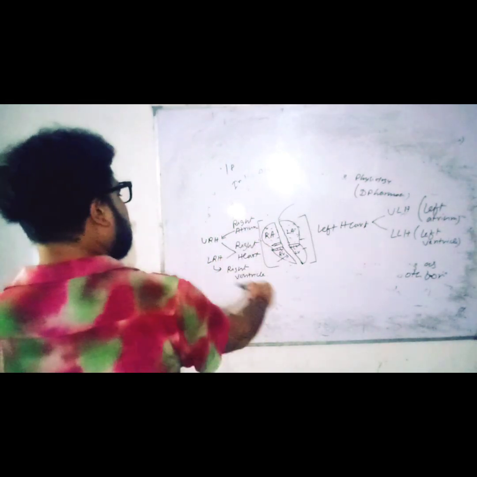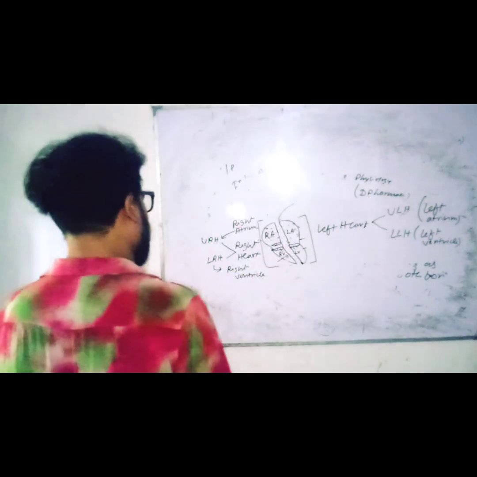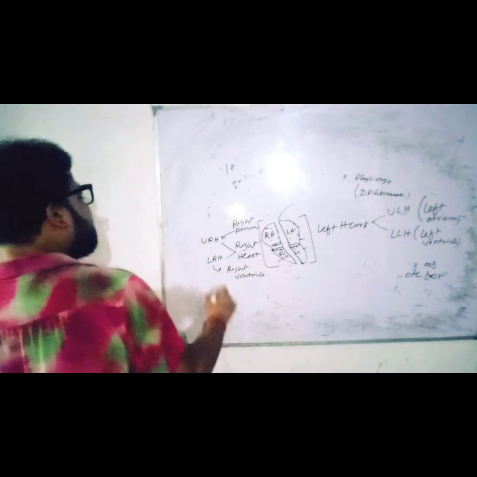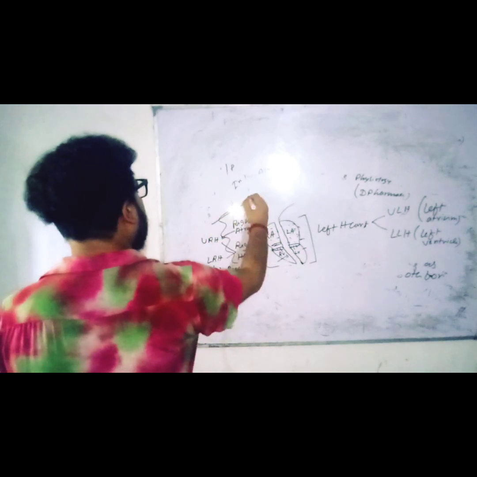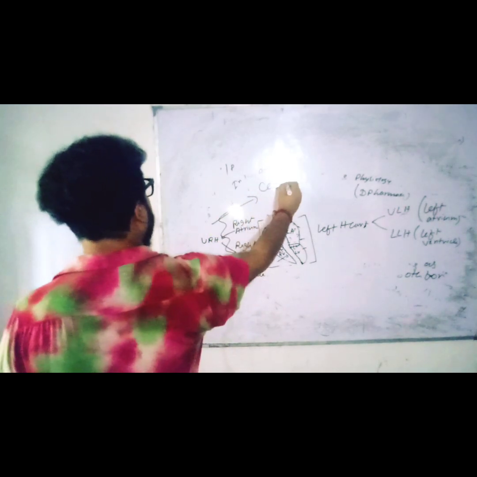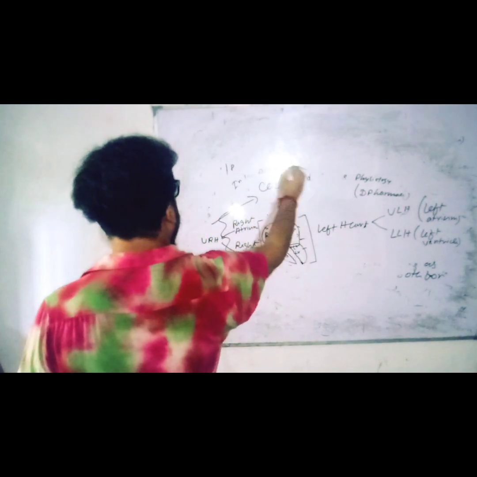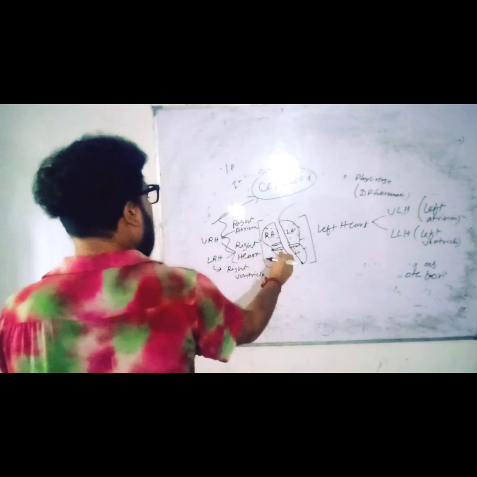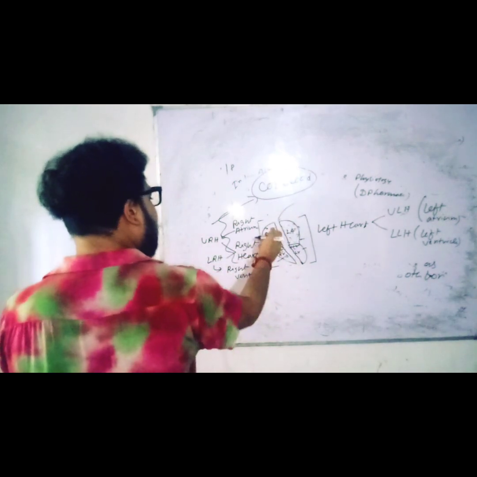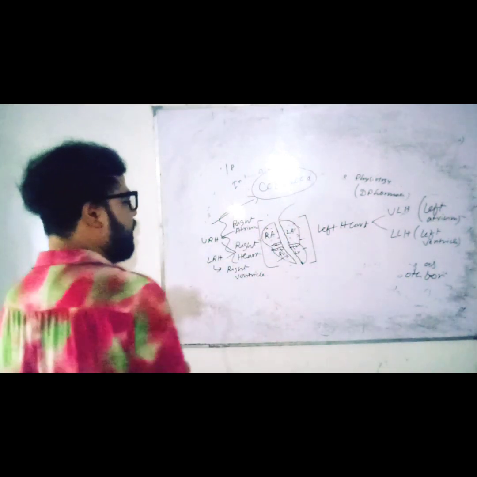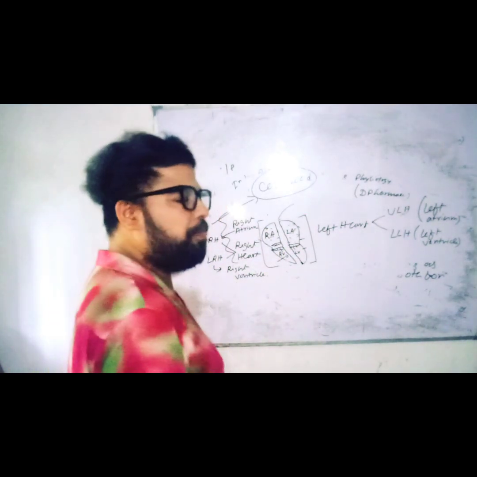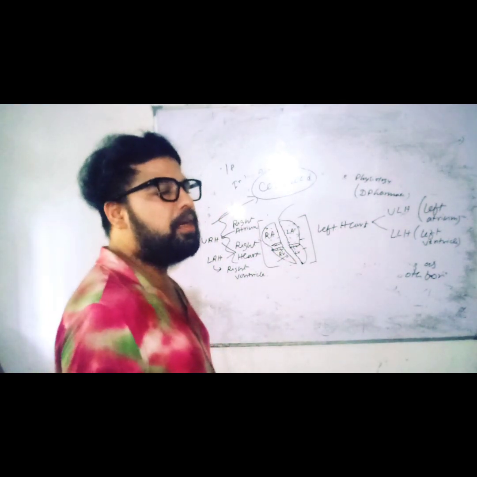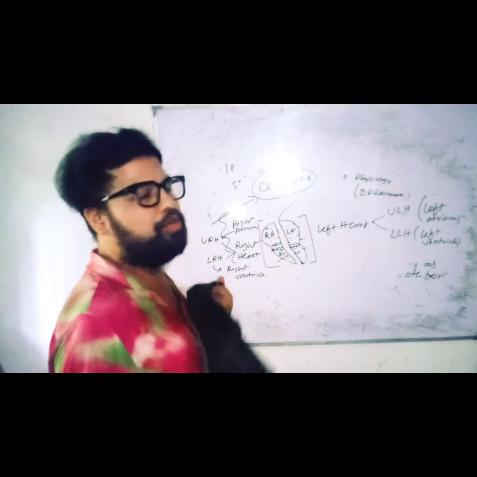So this is the right-sided heart. This is the left-sided heart. Remember, the right-sided heart all deals with CO2 blood. That means right atrium also deals with CO2 blood. Right ventricle also deals with CO2 blood.